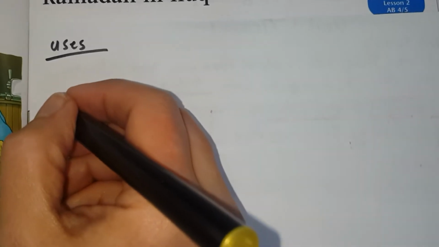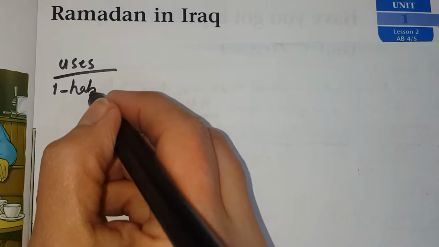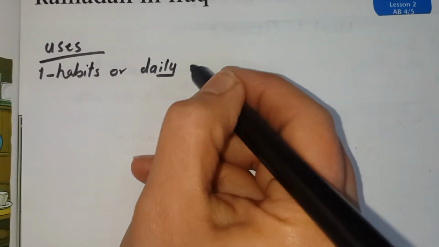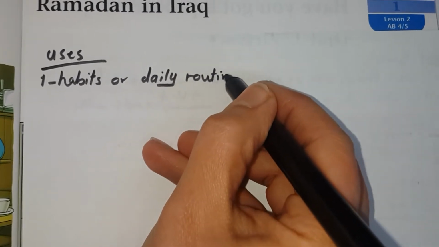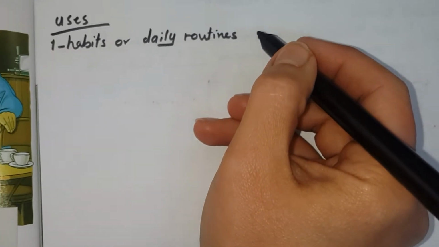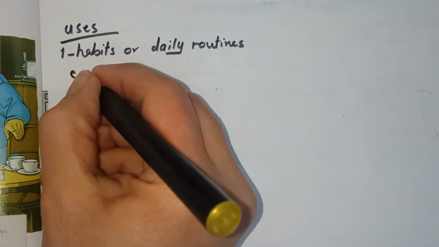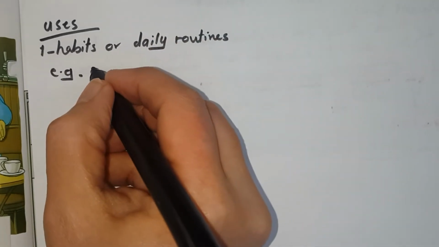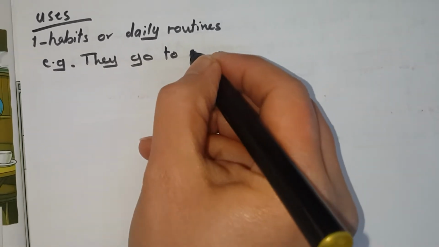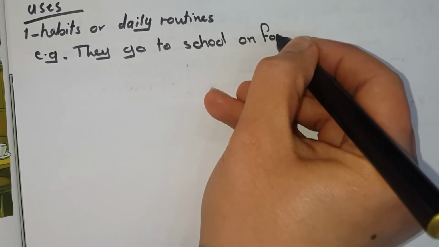The first use is to talk about habits or daily routines, things that we used to do every day or related to our life. For example, we can say they go to school on foot every day.